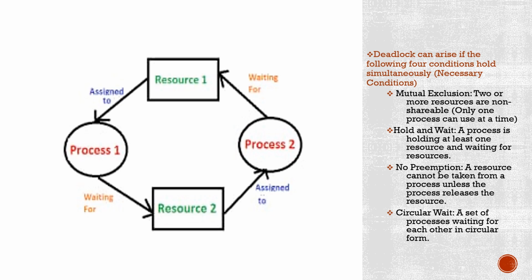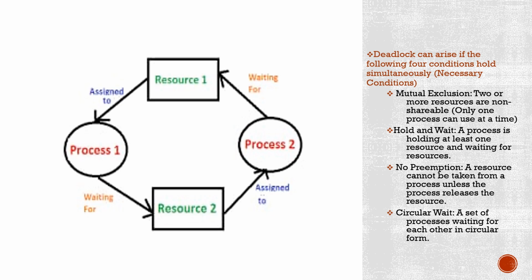The process P1 has acquired the resource R1 and is waiting for the resource R2. Process P2 has acquired the resource R2 and is waiting for R1. This is a deadlock situation.